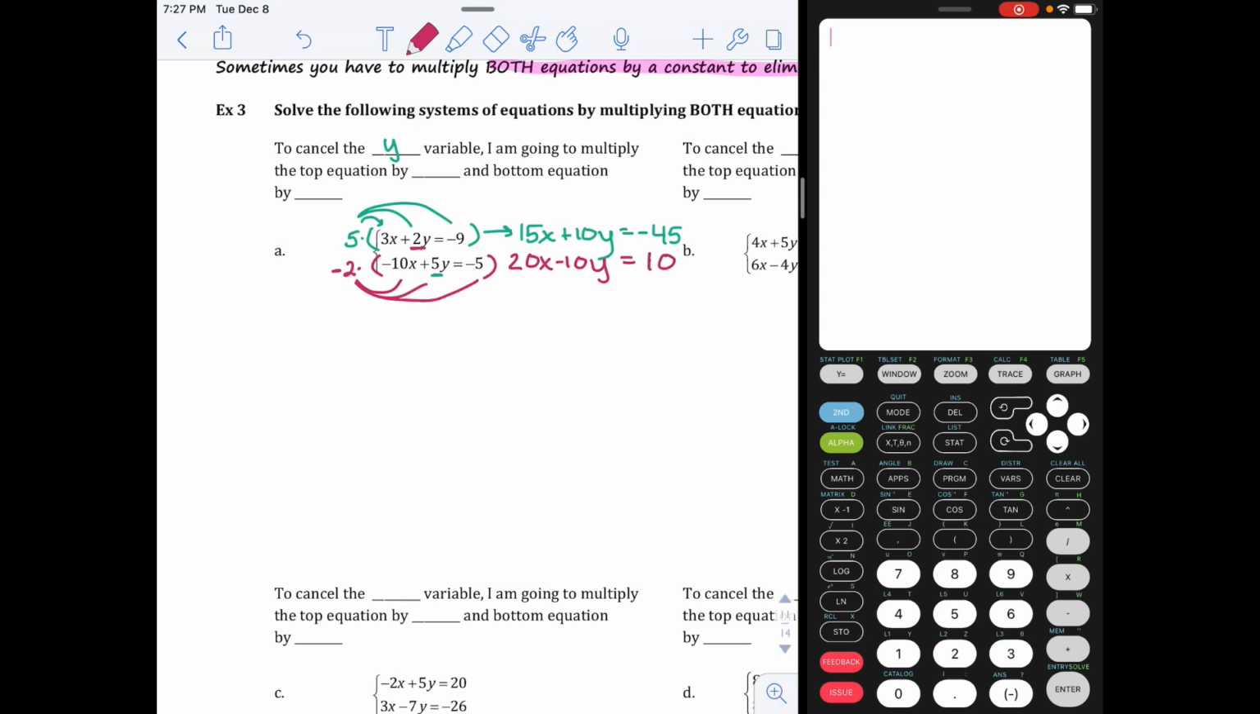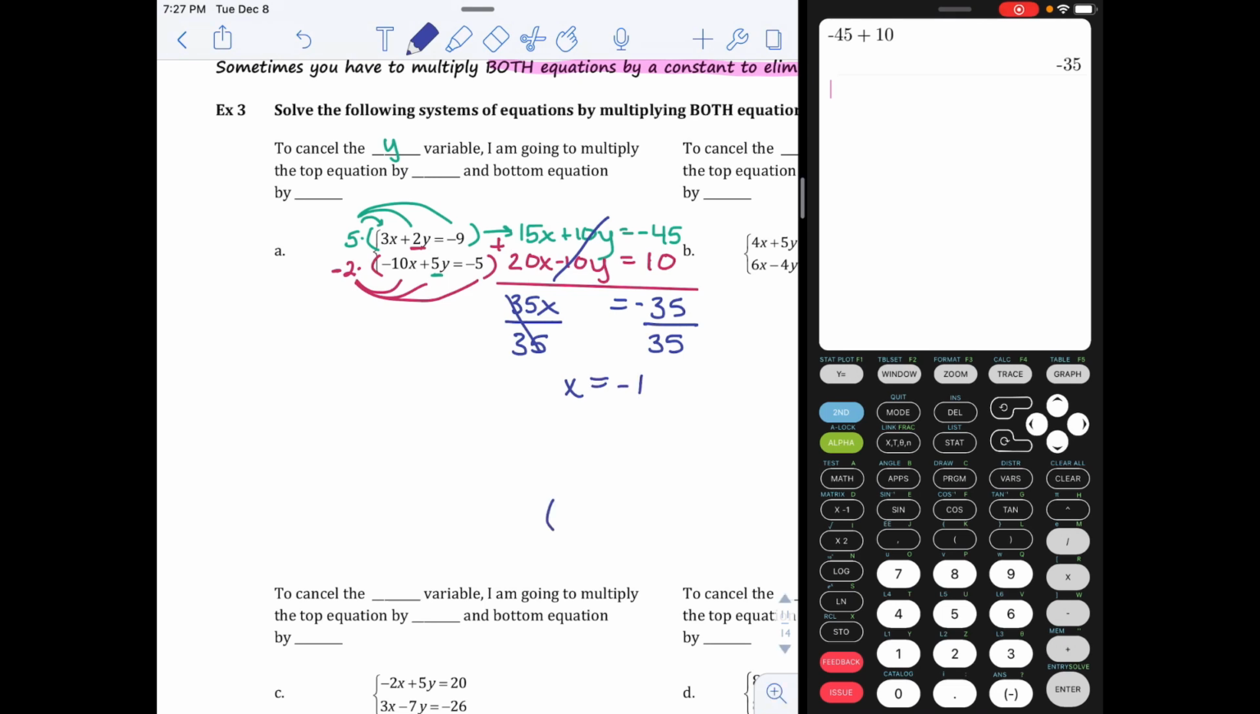Again, look at the work, make sure it's perfectly organized on top of each other, and let's just add down here. 15x plus 20x, that's a nice 35x. Our y's cancel, and we get, I'm going to double check, negative 45 plus 10, negative 35. Awesome. You guys are pros at this point. Let's get that x by itself by dividing both sides by 35, and we get a negative 1.